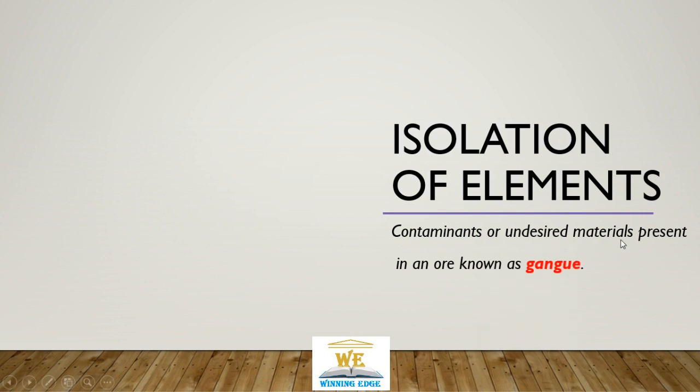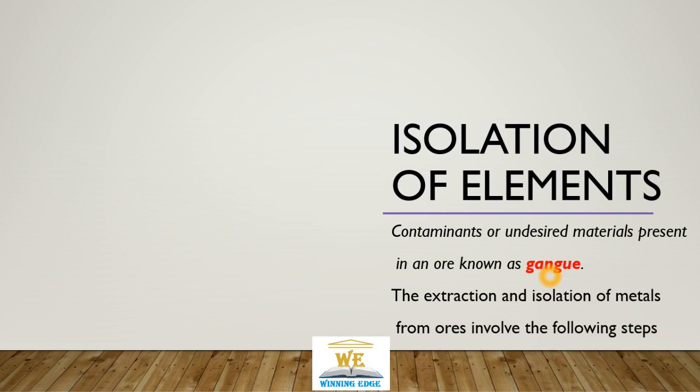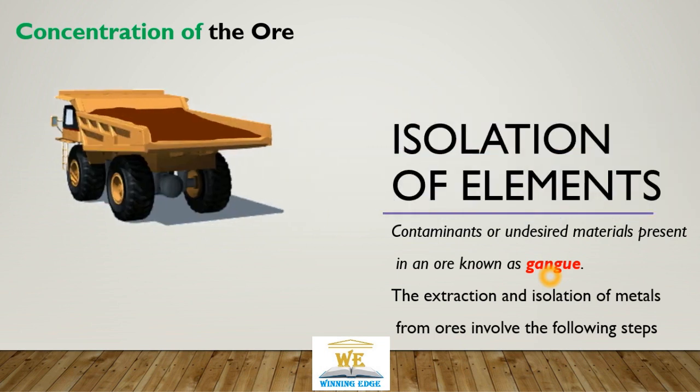Contaminants or undesired materials present in ore are known as gangue. The extraction and isolation of metal from ores involve steps. First is concentration of the ore. We have an ore that contains a lot of impurities. We need to get rid of those impurities for its purification. First is mining. We mine it.